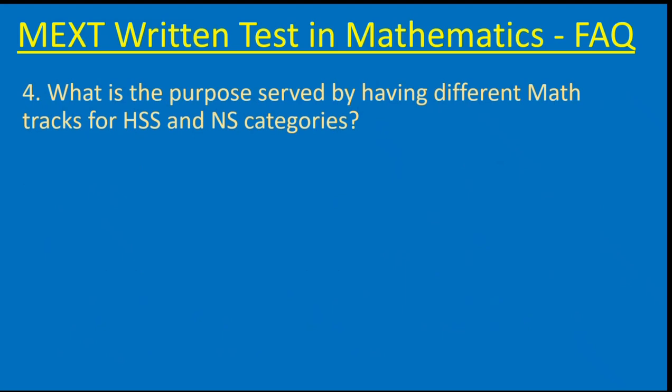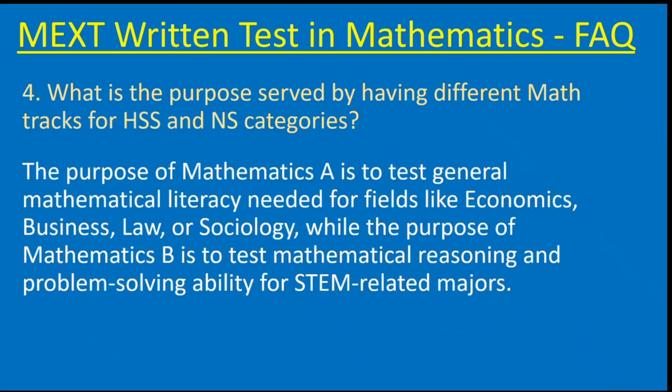Number four, what is the purpose served by having different math tracks for humanities and social sciences and natural sciences categories? The purpose of Mathematics A is to test general mathematical literacy needed for fields like economics, business, law, or sociology, while the purpose of Mathematics B is to test mathematical reasoning and problem-solving ability for STEM-related majors.